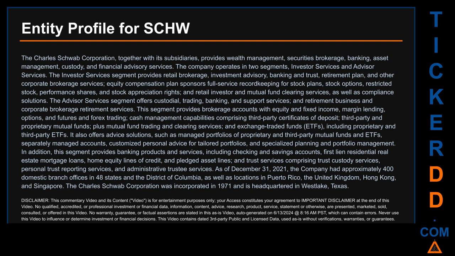As of December 31, 2021, the company had approximately 400 domestic branch offices in 48 states and the District of Columbia, as well as locations in Puerto Rico, the United Kingdom, Hong Kong, and Singapore. The Charles Schwab Corporation was incorporated in 1971 and is headquartered in Westlake, Texas.